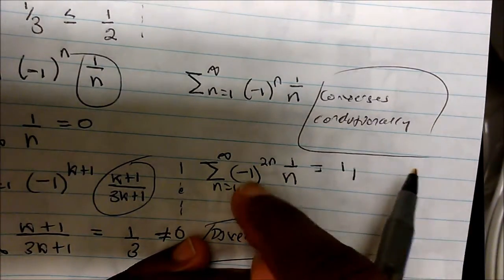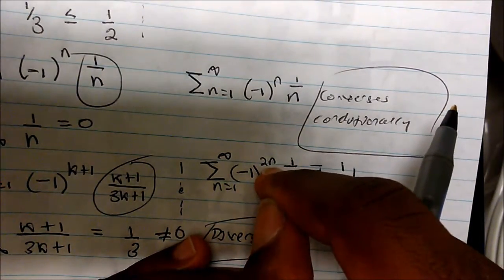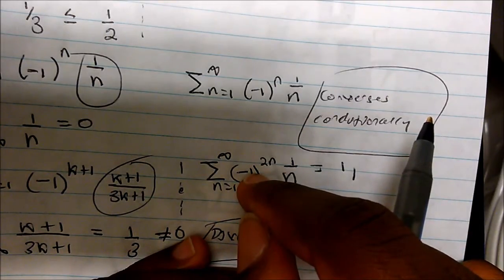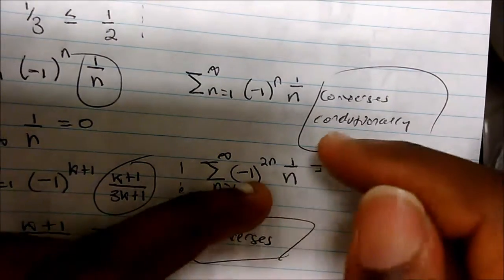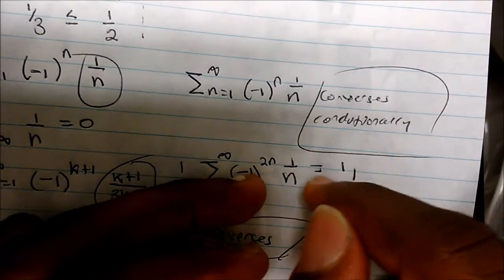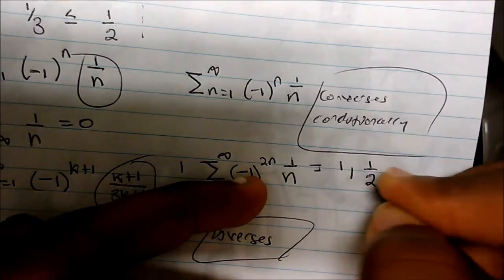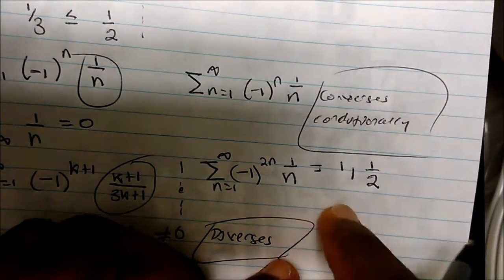If I plug in 2, well, 2 times 2 is 4, okay? If I raise -1 to the fourth power, I get a positive 1. Okay, and this becomes 1 over 2. So my second term is 1/2. So notice that this is not alternating at all.